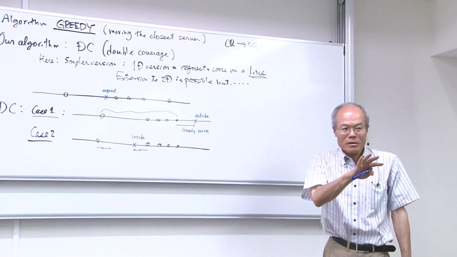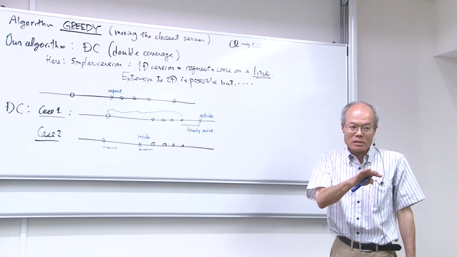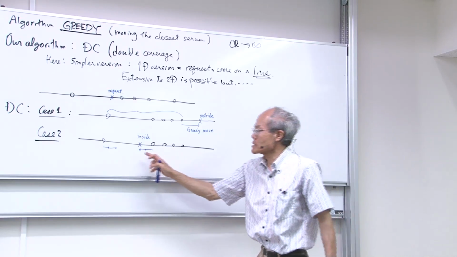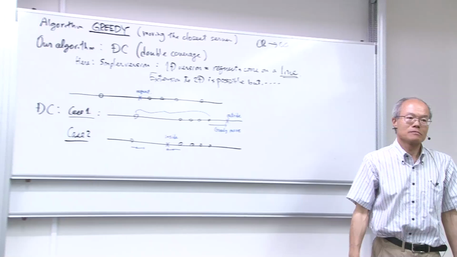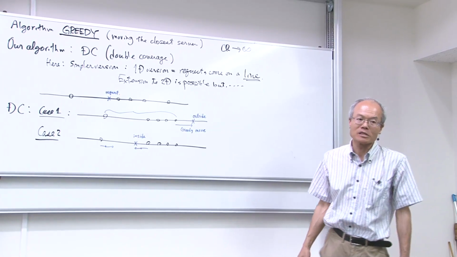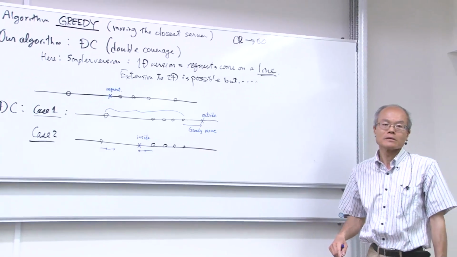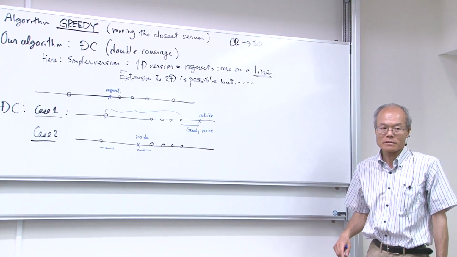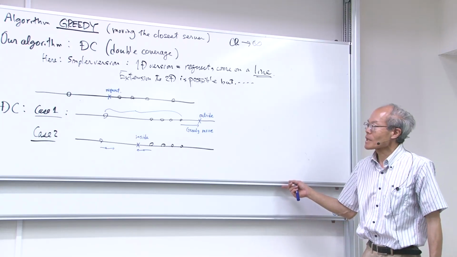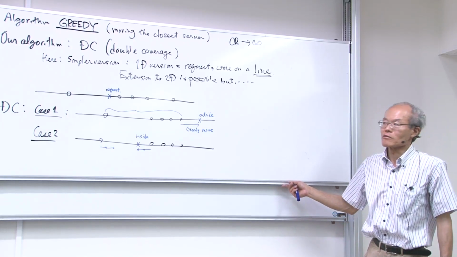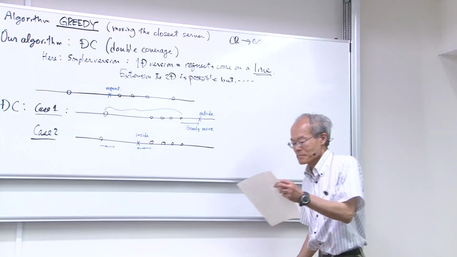So now, suppose that we can move two servers at the same time. Okay, of course, our cost is the sum. Our cost is the sum of these distances. Of course. Okay, this is our DC. Always.